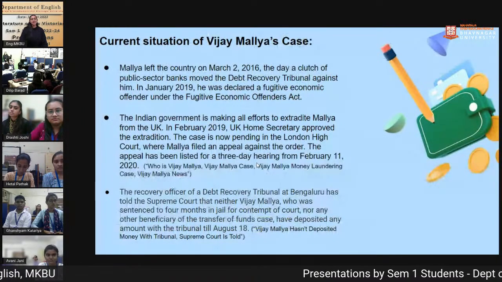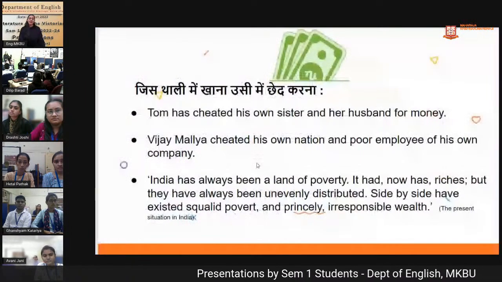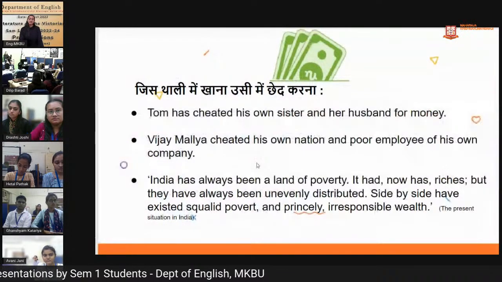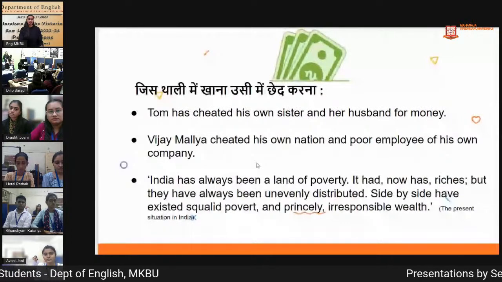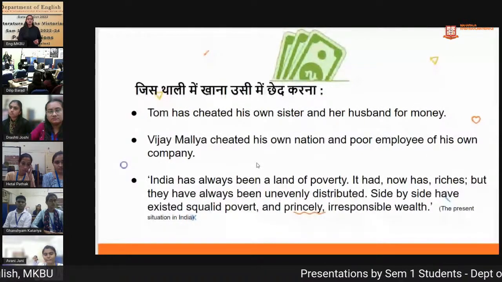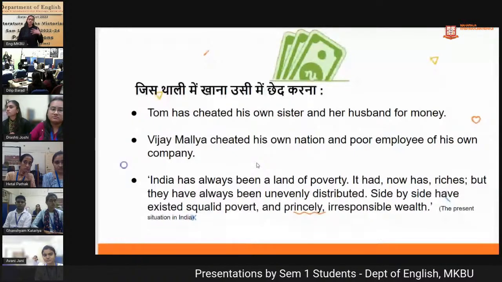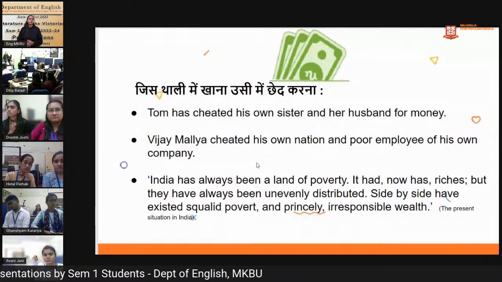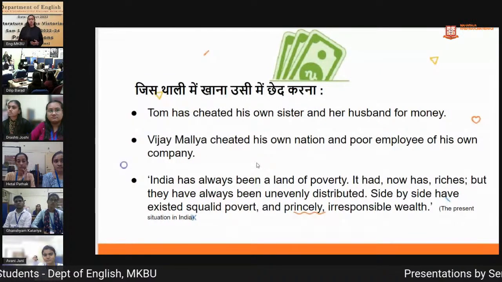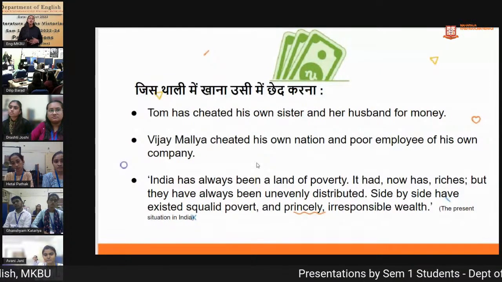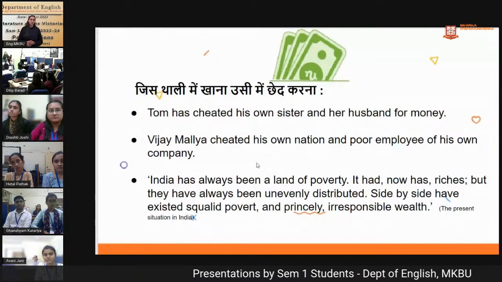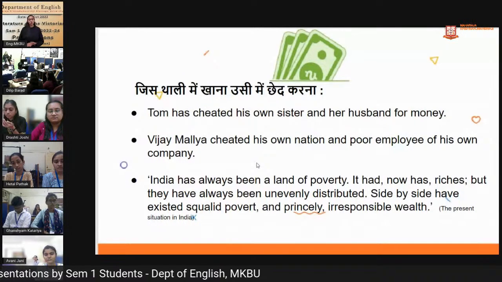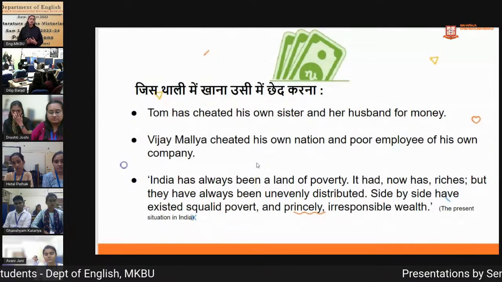जिस थाली में खाना उसी में छेद करना. Tom has cheated his own sister and her husband for money. Her sister, who has married a man who is quite older, not quite but very much older than her, and who is the same age as her father. So she married this man just to save the financial career of his brother, and he has cheated his own sister. Vijay Mallya cheated his own nation and poor employees of his own company.